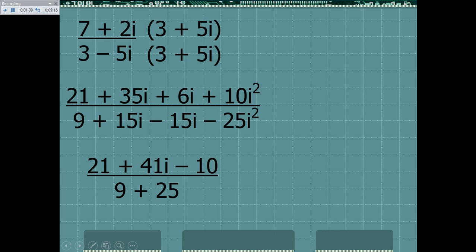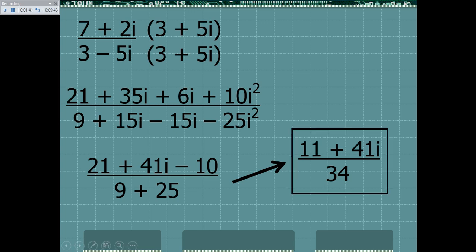9 will remain unchanged, and this iota square is minus 1. This minus 1 and the minus will convert into plus. 15 iota and minus 15 iota cancel, so we will get here 9 plus 25. So finally in the numerator we will get 21 minus 10, which is 11. 41 iota is the same, and the denominator sum is 34.